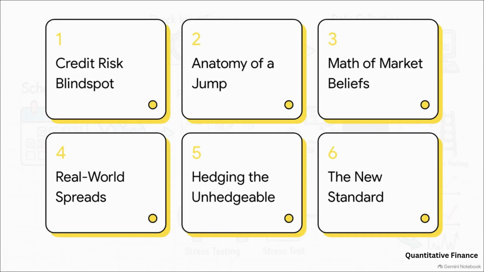Here's our roadmap for this explainer. We're going to hit the credit risk blind spot, break down the anatomy of a scheduled jump, look at the math of market beliefs, dive into real-world spread dynamics, figure out how to hedge the unhedgeable, and wrap up with the new standard this research sets. Let's get right into it.